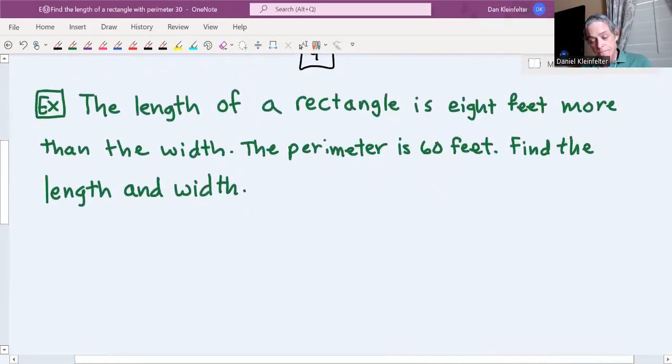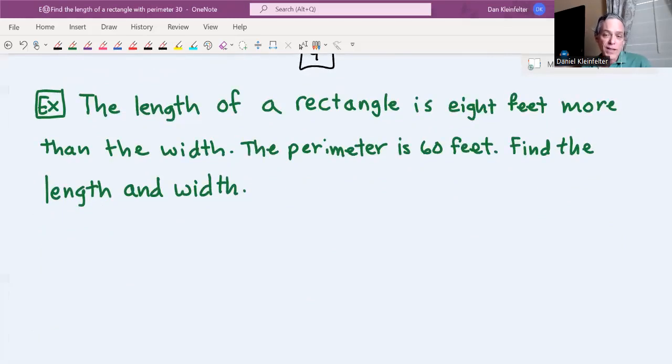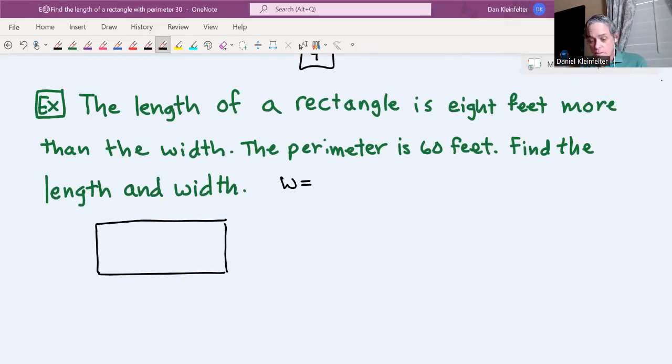Okay, next one. The length of a rectangle is 8 feet more than the width. The perimeter is 60 feet. We want to find the length and width. So here again, we're trying to find two things. We're going to do this just in terms of one variable. My problem is about a rectangle, so I'm going to draw a picture of a rectangle and try to label it appropriately. Here, the length is described in terms of the width. So I'm going to choose W for the width as our variable. And we're told that the length is 8 more than the width. So if that's going to be our length, it'll be 8 plus W. Okay, I have my picture labeled appropriately.